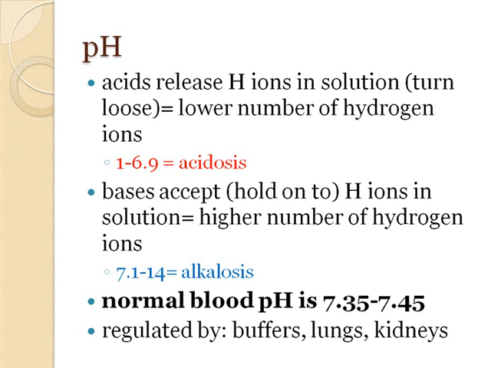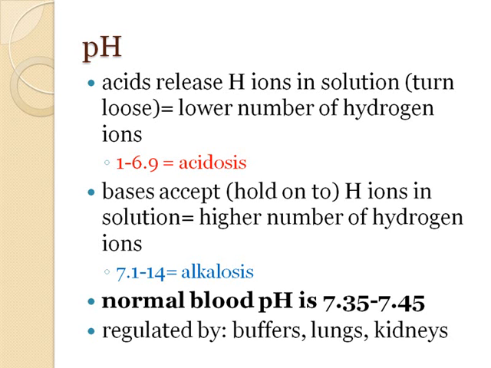If you consider what the normal blood pH is, the normal range is 7.35 to 7.45. So on the 1 to 14 scale, our body is actually alkalotic or more alkaline than it is acidic.